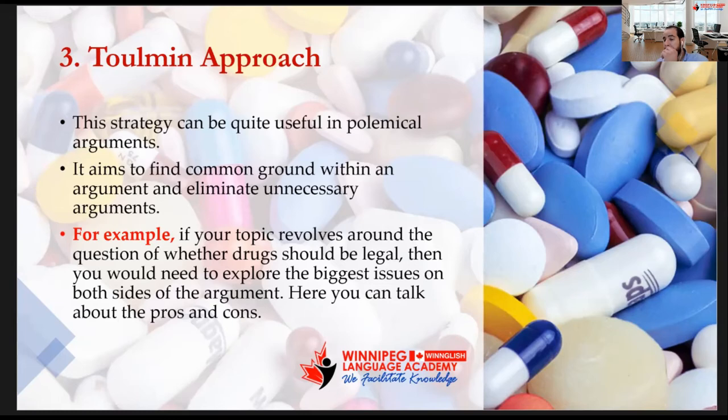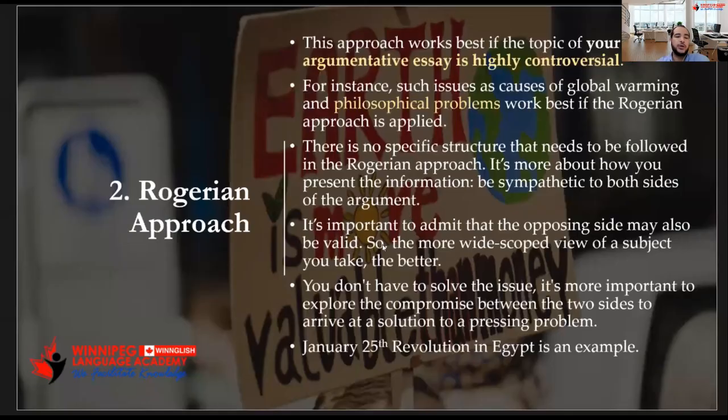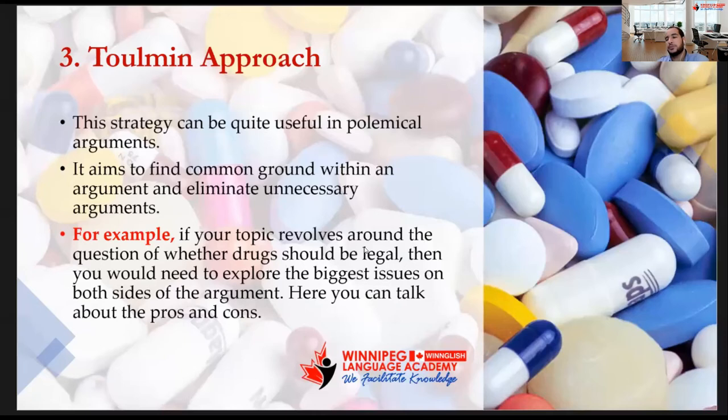In the first approach, we don't mention pros and cons. We just go with what we think. So if you think that fast food is good, you will be mentioning everything that is good about it. If you think it's bad, you would be mentioning everything that is bad about it. So you don't mention pros and cons. In the two types, which are the Rogerian and the Toulmin approach, you do that. You mention pros and cons on both sides, and you are sympathetic with both sides, and so on.